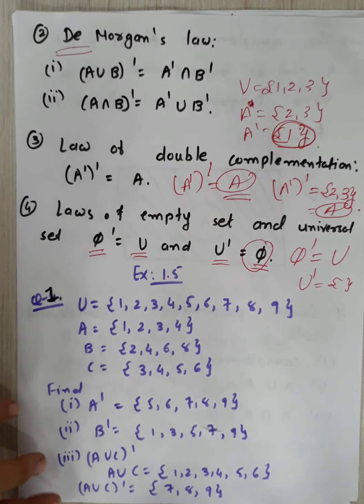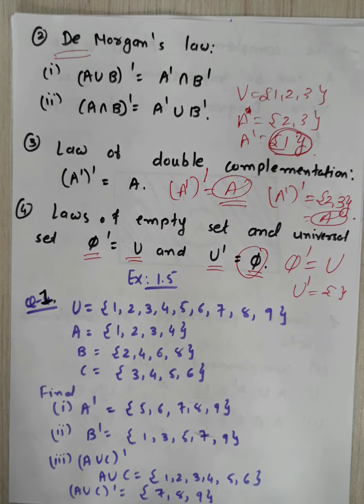Okay. Now exercise 1.5, question number 1. U is equal to 1 to 9, right? U is equal to 1 to 9. A, B, C is there. Now you have to find different dash.